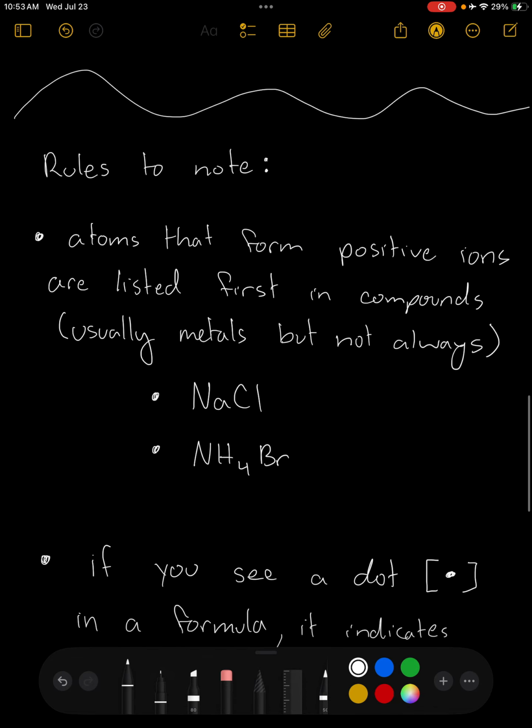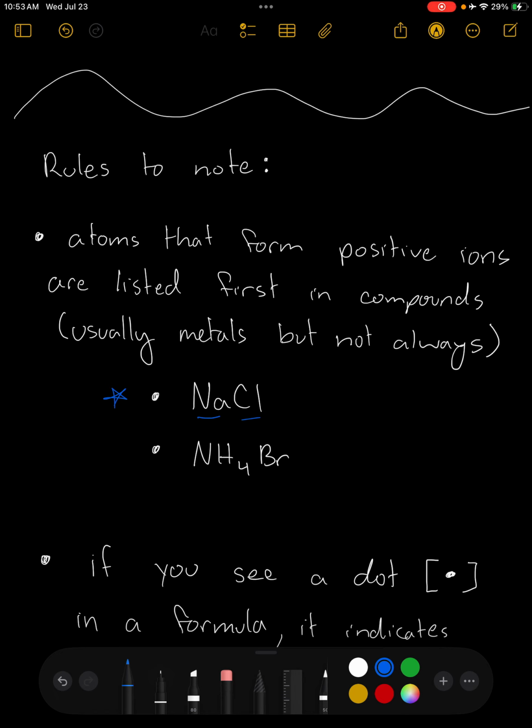A couple of other rules to note. Atoms that form positive ions are generally going to be listed first in a larger chemical formula. So here you can see one example. Sodium chloride is a compound made up of sodium and chlorine. Sodium is a metal. Metals tend to form positive ions, so metals tend to be listed first in any chemical compound. But it's not always metals that do this.